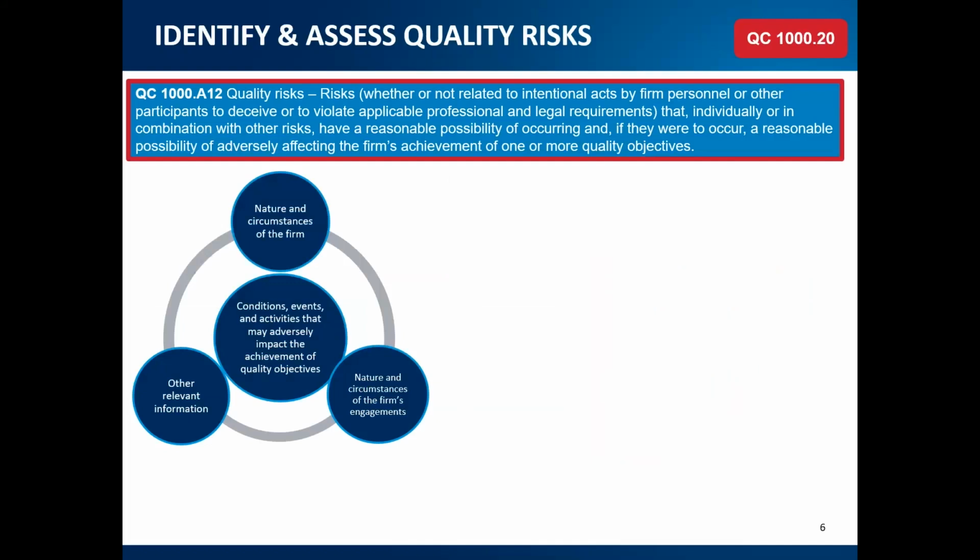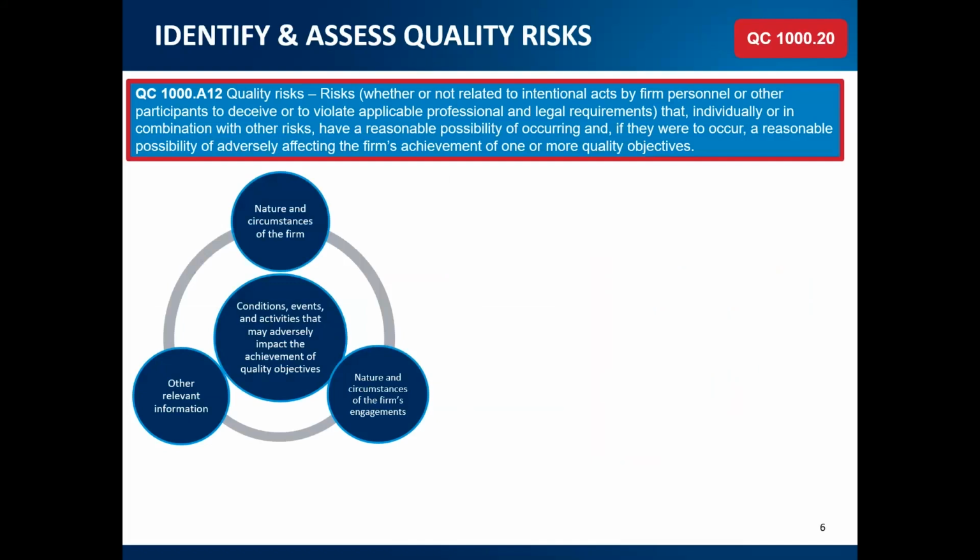This understanding underpins the firm's identification and assessment of the quality risks that are relevant to the achievement of the firm's quality objectives. Quality risks are specific to the firm and the engagements it performs. Therefore, the standard does not specify quality risks that must be assessed and responded to by all firms. Instead, it includes a list of considerations related to the nature and circumstances of the firm and its engagements and other relevant information for the firm to consider in its risk assessment process.